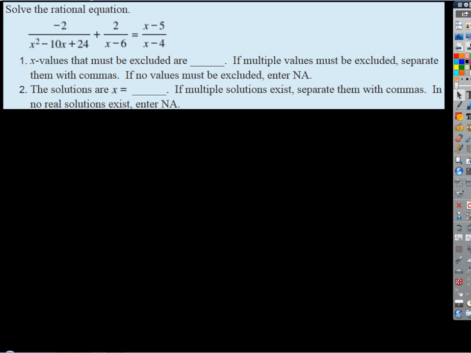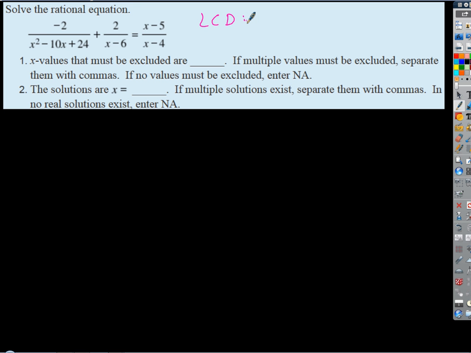What do we do? Really all we're doing is clearing fractions, isn't it? Same way we would with numbers. We want to figure out what the least common denominator would be, the least common multiple of all the denominators, and we'll multiply through by that to clear all the fractions. So in this case, and let's do it in factored form, what is our least common denominator?